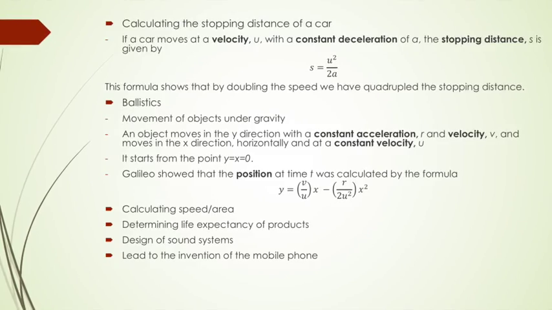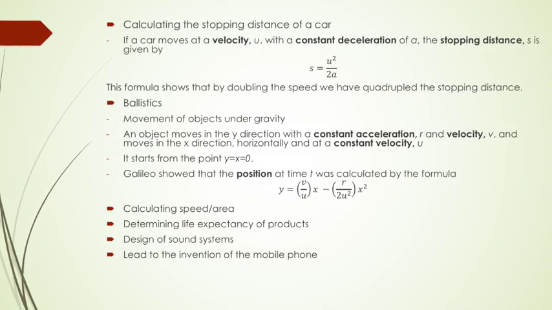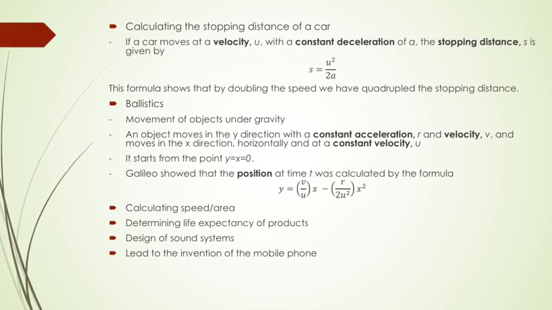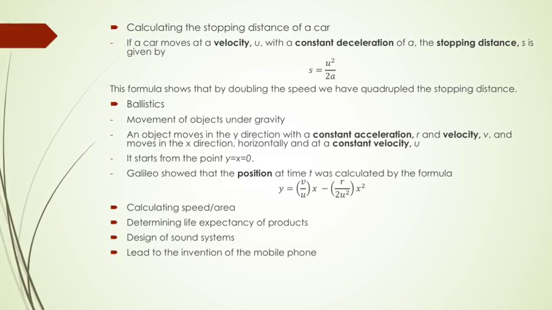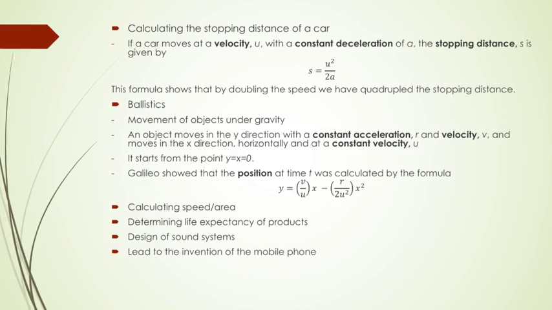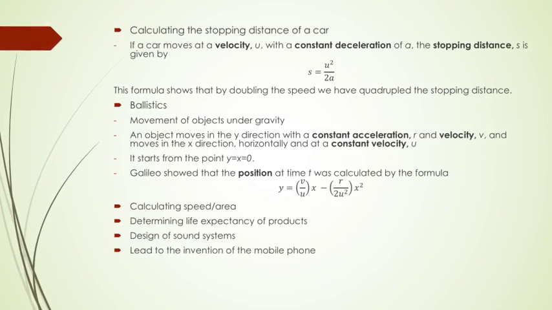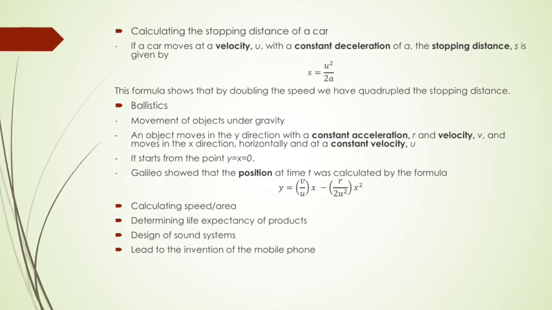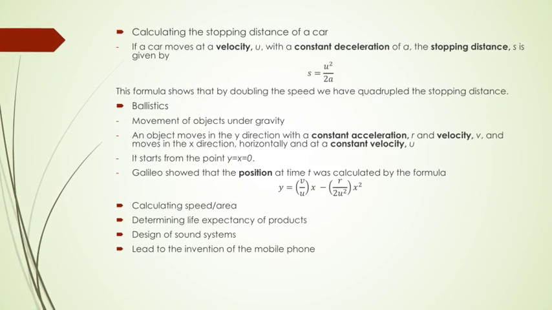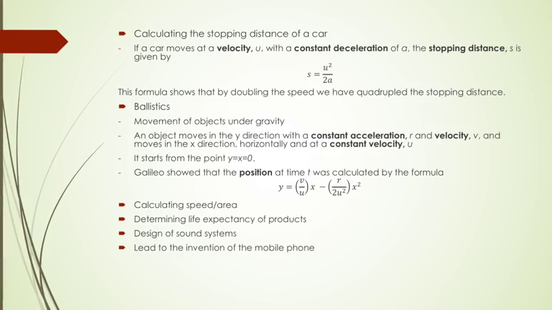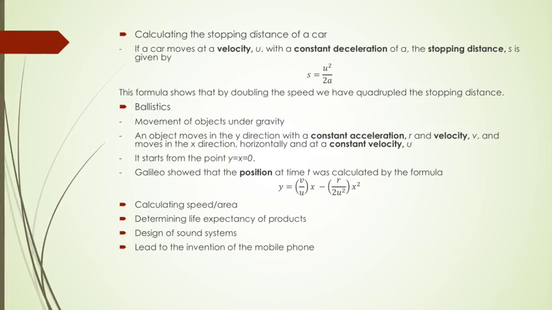Another use of quadratic functions is found in ballistics, which investigates the movement of objects under gravity. An example is the previously mentioned projectile motion. Supposing we have an object that moves in the y direction with velocity v and a constant acceleration r, and in the x direction with a constant velocity u. The position at time t can be calculated by the formula y equals v over u times x minus r over 2u squared times x squared.